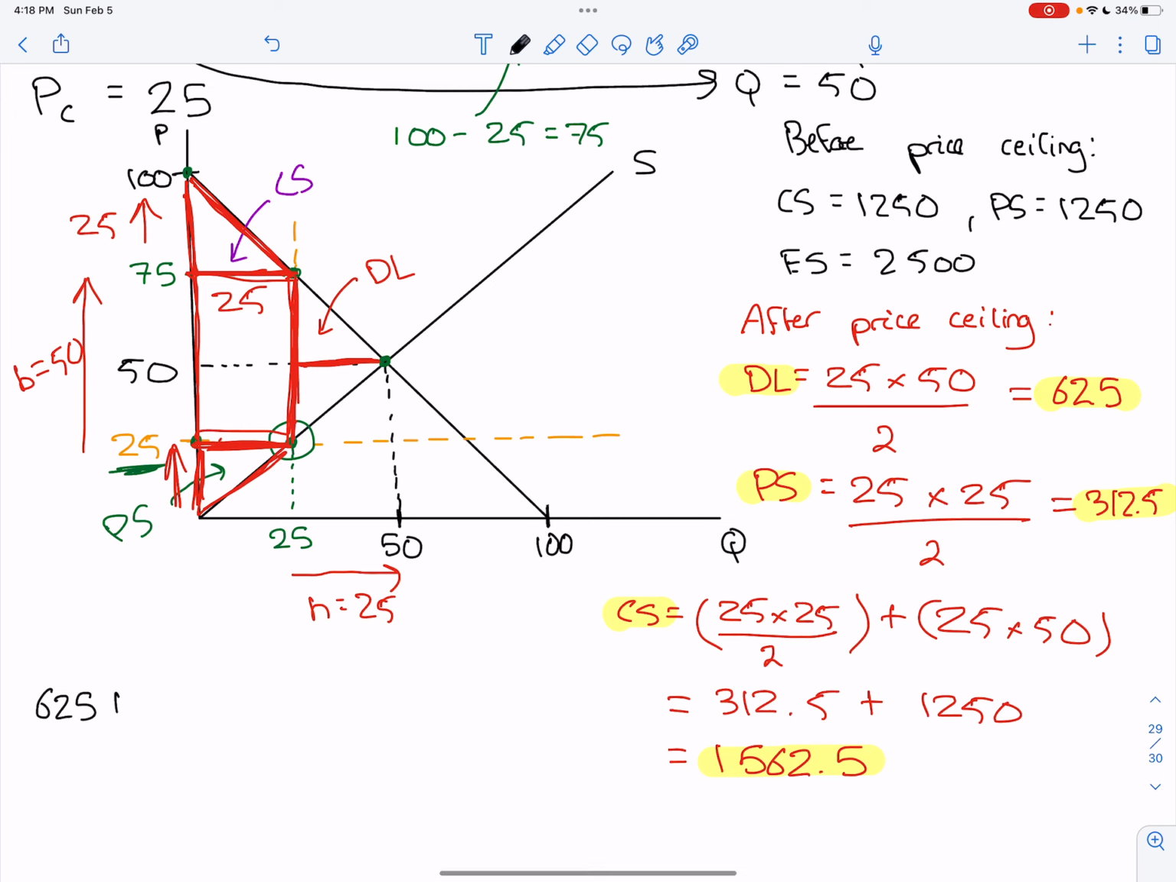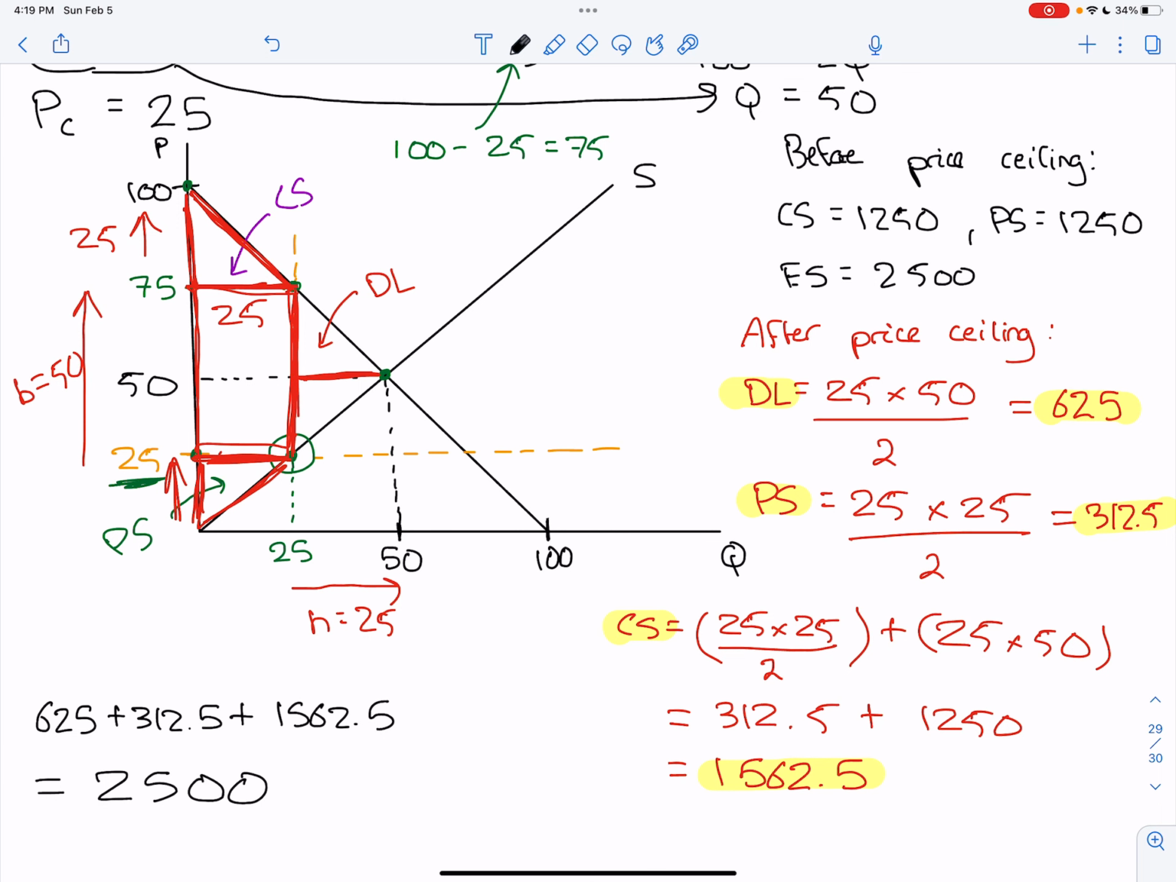625 plus 312.5 plus 1,562.5 is equal to 2,500. So I'm doing that on my calculator now. So I have 1,562.5 plus 312.5 plus 625. And that does indeed give us 2,500. So we know that our calculations are correct, or at least that's good evidence that they are, right?